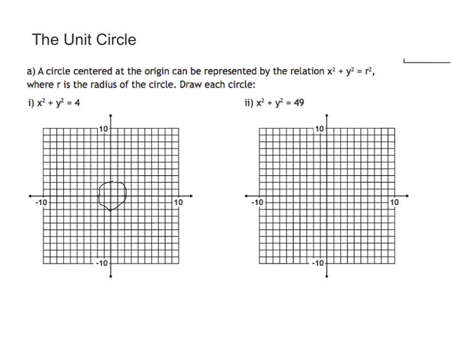So the next one, x squared plus y squared equals 49. What's the radius of that one? 7, right. So from the center, go out 7 in every direction. But I'm just going to go here, here, those 4 spots, and then kind of join them in something that looks somewhat circular. Not perfect. It's not easy to draw on here, but you get the idea.